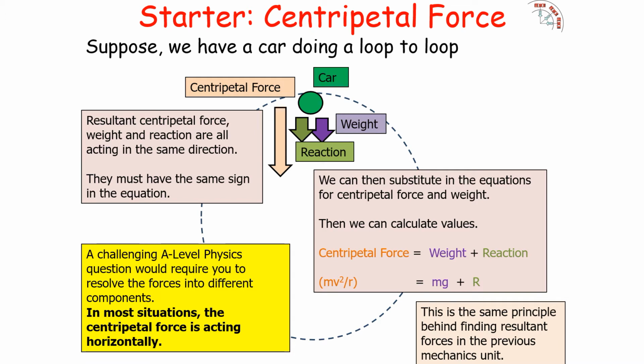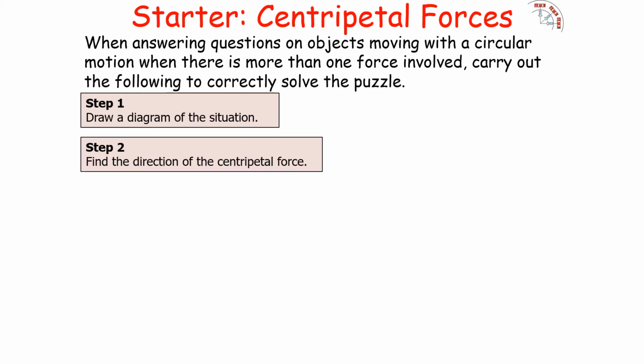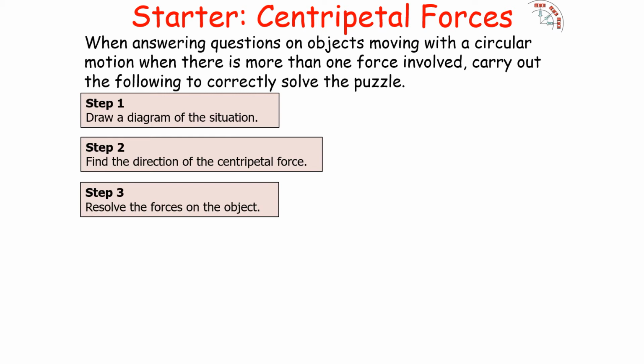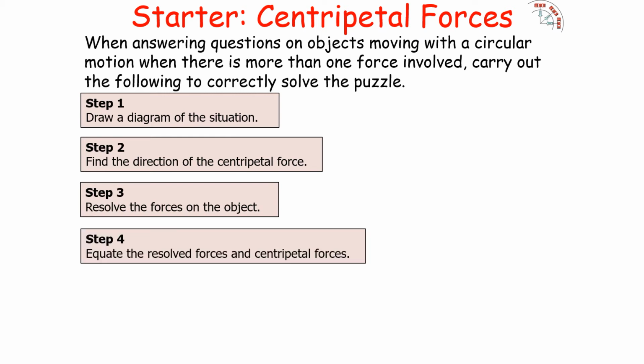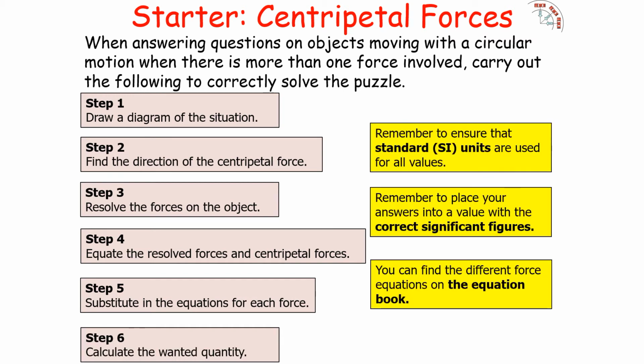Now in most situations, the centripetal force acts horizontally, so you'd have to work out the horizontal component of each force. So what do you do to solve complex situations with the centripetal force? Well, you would firstly draw a diagram of the situation, find the direction of the centripetal force, resolve the forces on the object, equate the resolved forces and centripetal forces, substitute in the equations for each force, and calculate the wanted values, ensuring you give your answer in standard SI units.